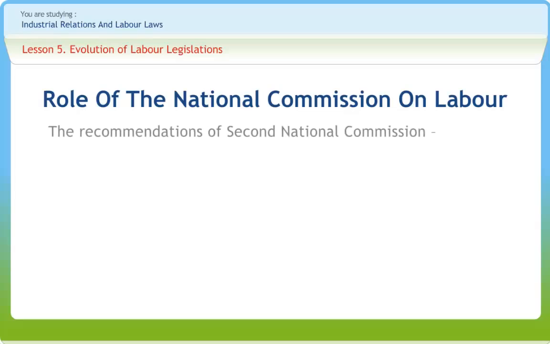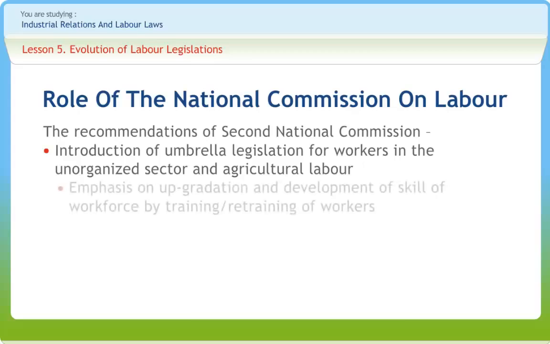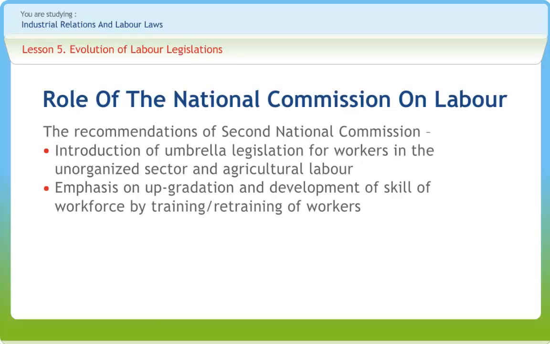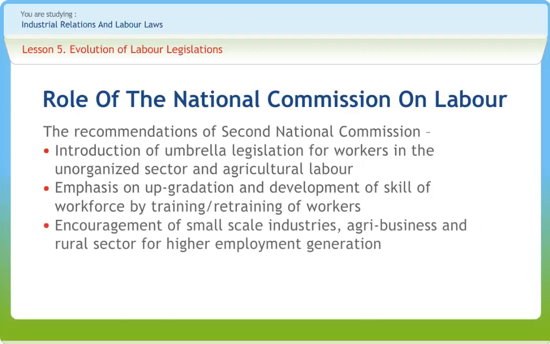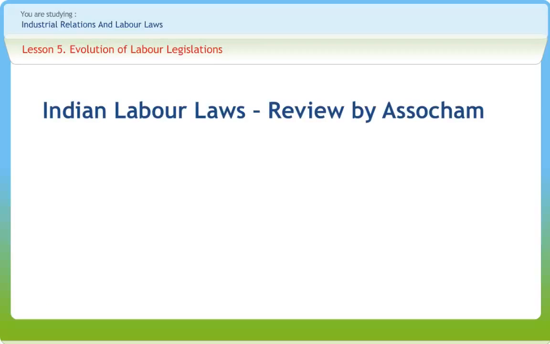The recommendations of the Second National Commission on Labor included introduction of umbrella legislation for workers in the unorganized sector and agricultural labor. Emphasis on upgradation and development of skill of the workforce by retraining of workers. Encouragement of small-scale industries, agri-business and rural sector for higher employment generation. Consolidation of social security legislations. Establishment of a social security system. Abolition of child labor.